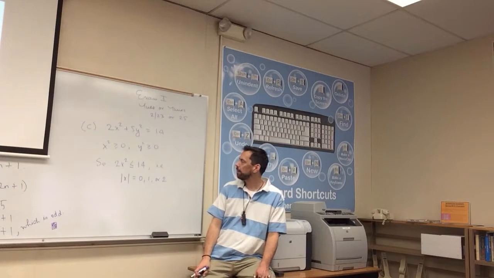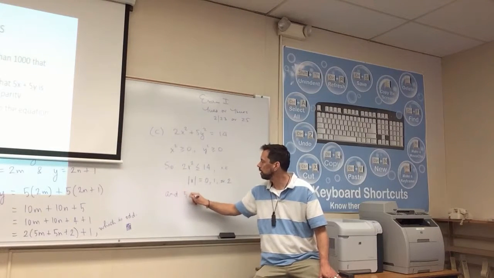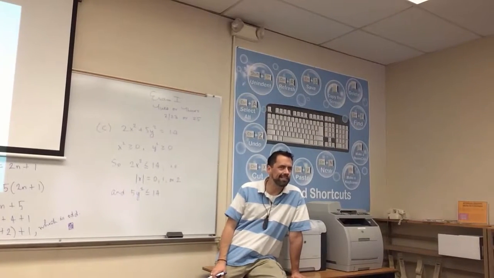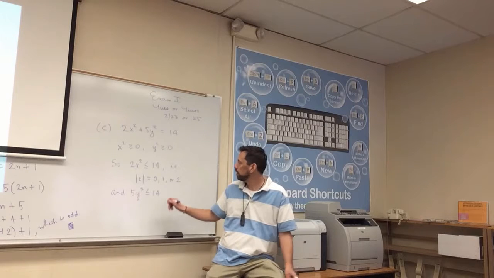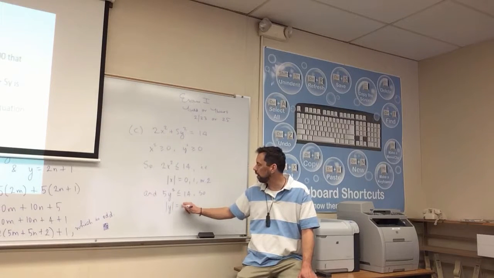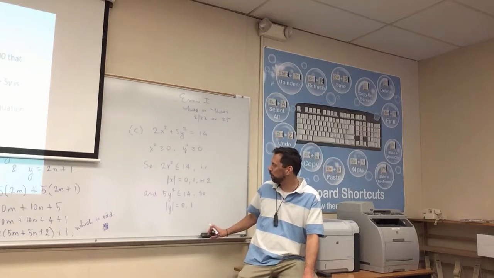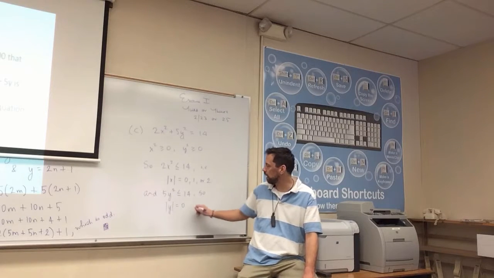And by the same sort of logic, 5y squared has to be less than or equal to 14. Worst case scenario, x is 0. If x is 0, then 5y squared would be 14. If x is anything other than 0, 5y squared would have to be smaller than 14. So the absolute value of y has to be either 0 or 1, right? If y was 2, then 5y squared would be 20, and that's already too big. So the absolute value of y has to be either 0 or 1.